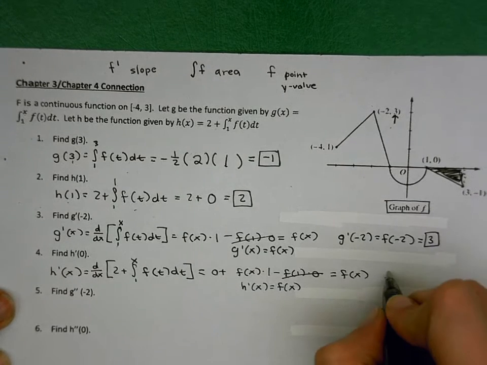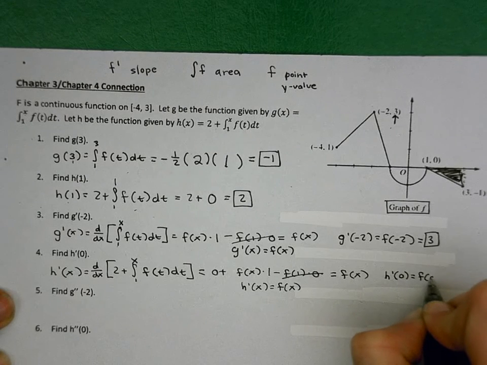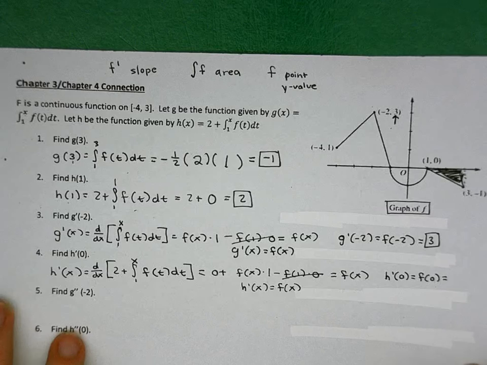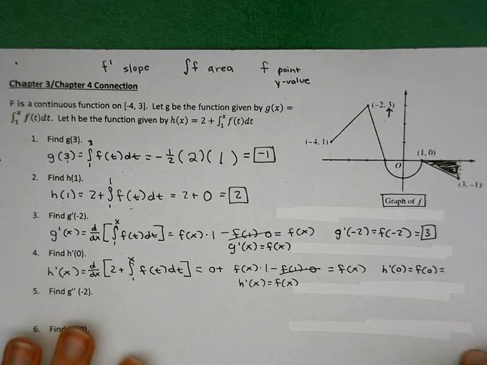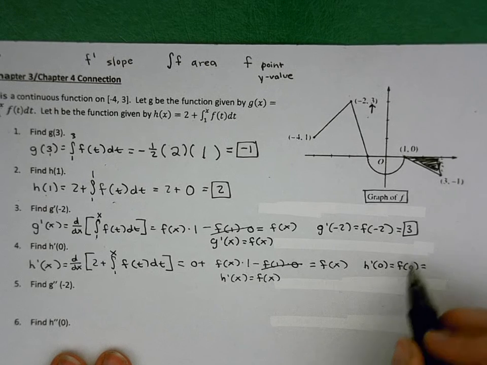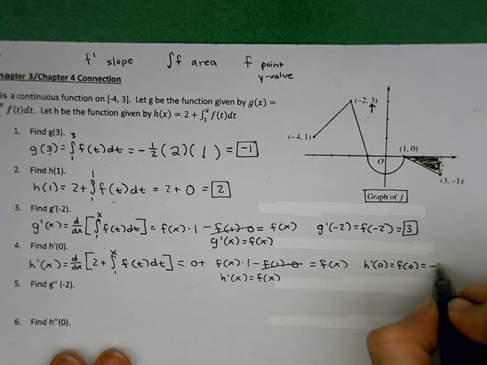Okay, so now that we know h prime of x, we can figure out what h prime of 0 is. H prime of 0 is going to equal my f of 0. And f of 0, a y value, right? F of x and y are the same thing. My y at x equals 0 is negative 1.